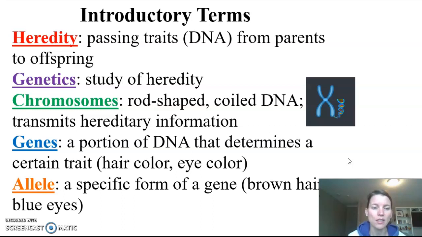The last two, genes and allele. Genes are the broad trait. Allele is the variation of the trait. So for example, you have a gene for hair color. The allele is the specific hair color you have. You have a gene for eye color. The variation or specific eye color you have is the allele. So gene is very broad, referring to the trait in general. Allele is the specific variation of that trait that you have inherited.